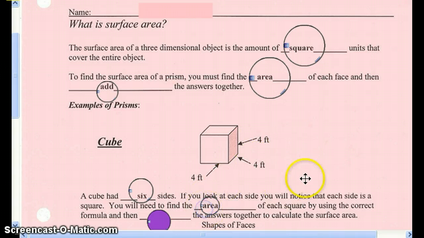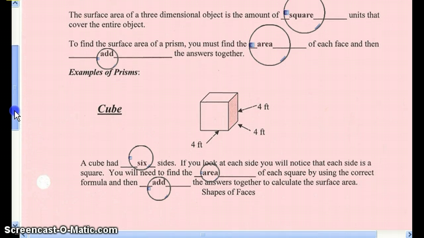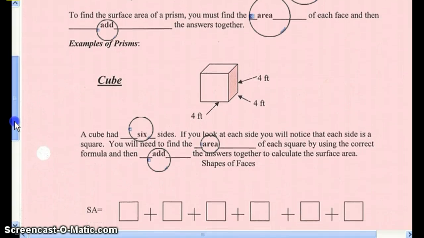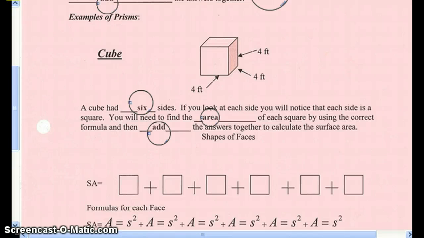You will need to find the area of each square by using the correct formula and then add the answers together to calculate the surface area. So if you look at the drawing, we have the shape of each face broken down. So the surface area of a cube would have 6 different squares. The formula is to take the area of each of those squares and add them together.